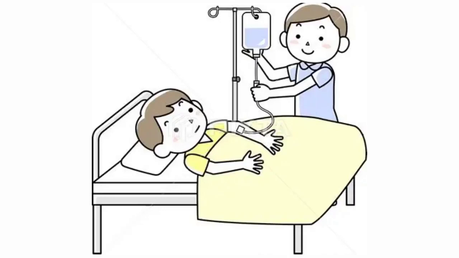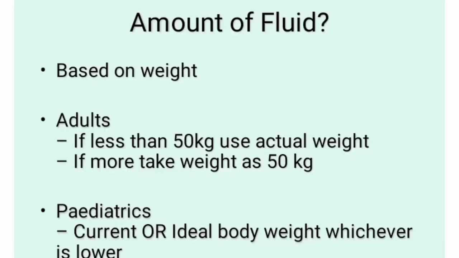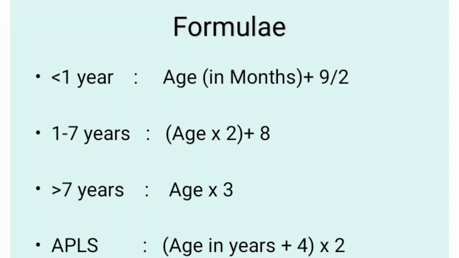A dengue hemorrhagic fever patient can be in the form of non-shock or shock. Shock can be compensated or decompensated. So all this fluid management is for the patient of dengue hemorrhagic fever. The amount of fluid will be based on weight. For adults, if less than 50 kg, use actual weight. If more than 50 kg, take 50 kg as the maximum weight. In pediatrics, we use current weight or ideal body weight, whichever is lower.